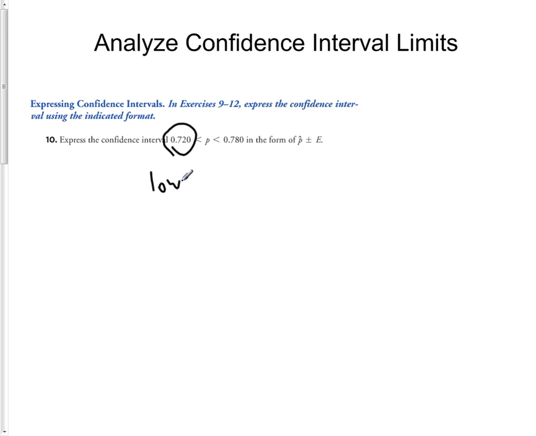And these numbers that you're given, this one over here, I'm going to call the lower limit. So this is the lower confidence interval limit. And this one over here, I'm going to call the upper limit. Now it turns out that because this confidence interval is centered around p hat, if you take the upper and lower limit and average them, you will get p hat.